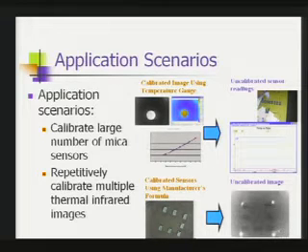On the other side, if you say, okay, now I calibrated all my sensors, I want to calibrate my camera, you can, just a second, you can more or less put the sensors in your field of view, and repetitively, you can calibrate your thermo-infrared picture.